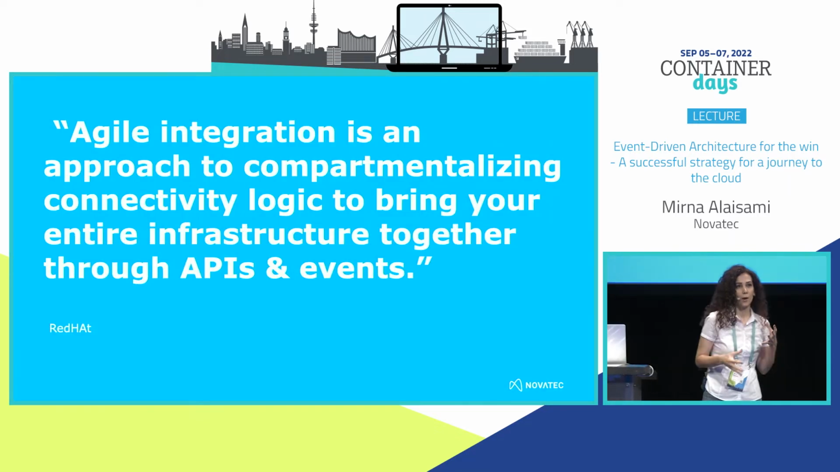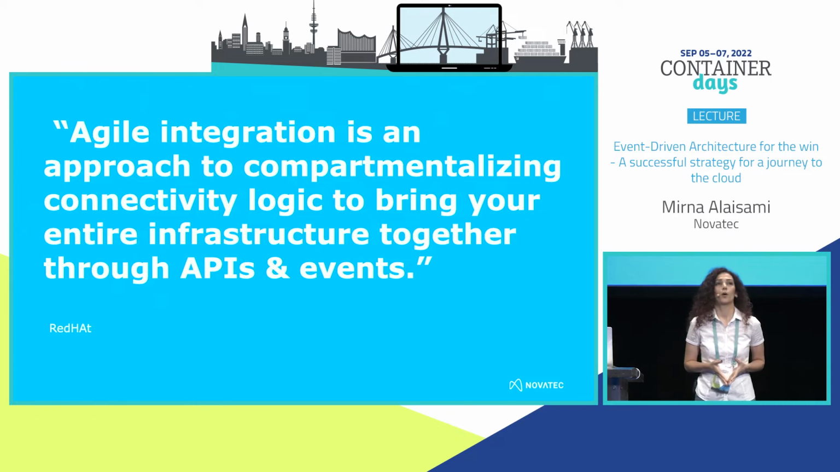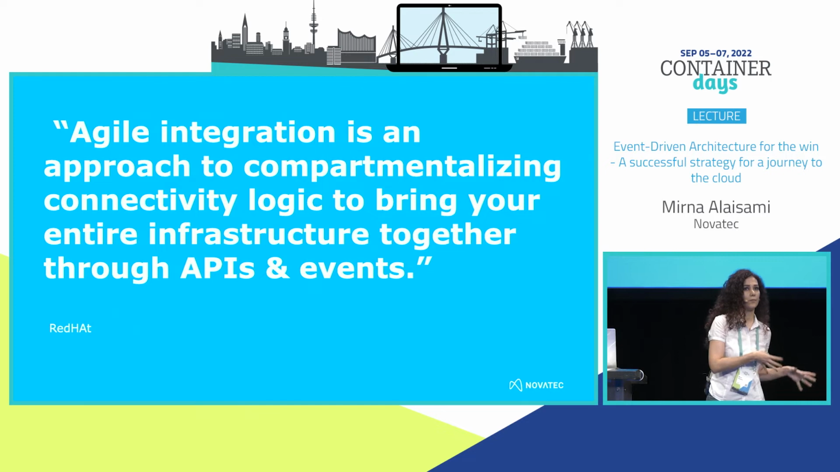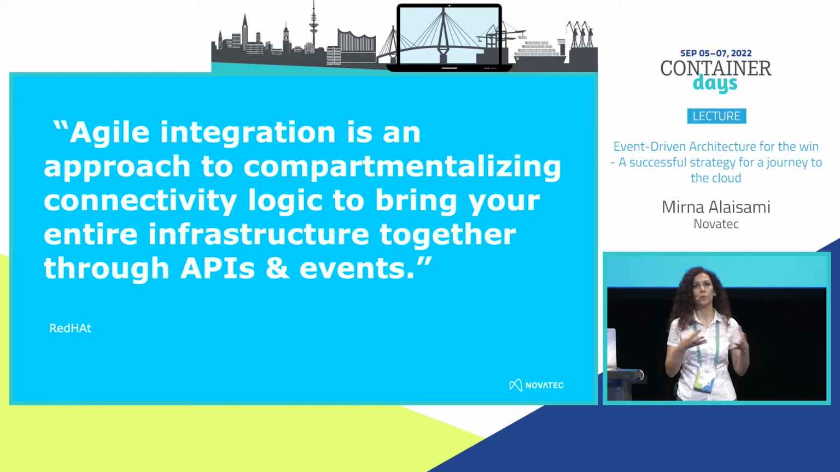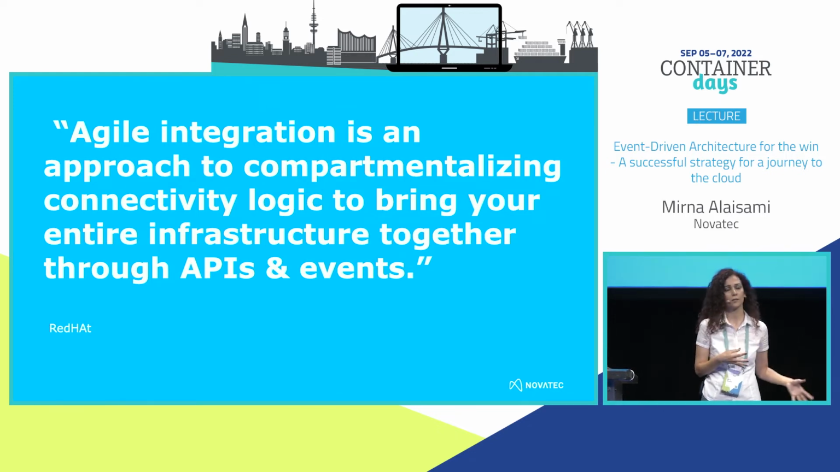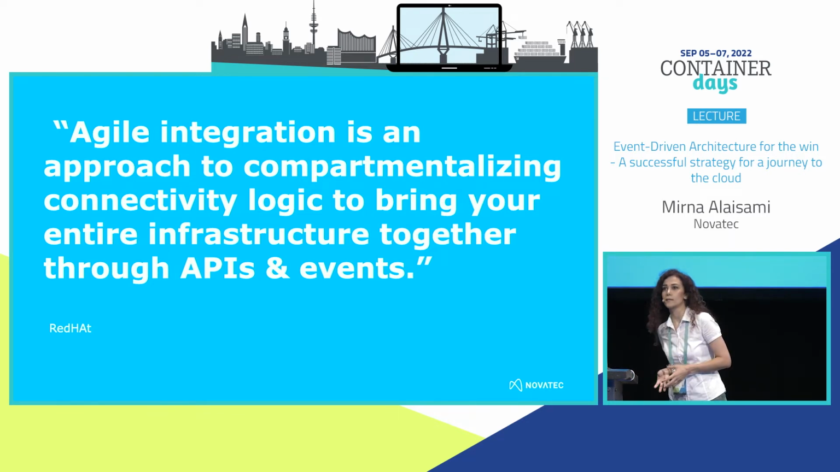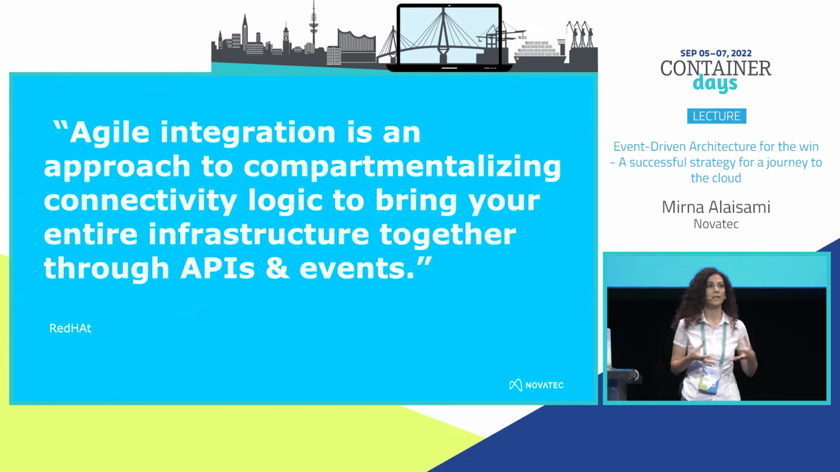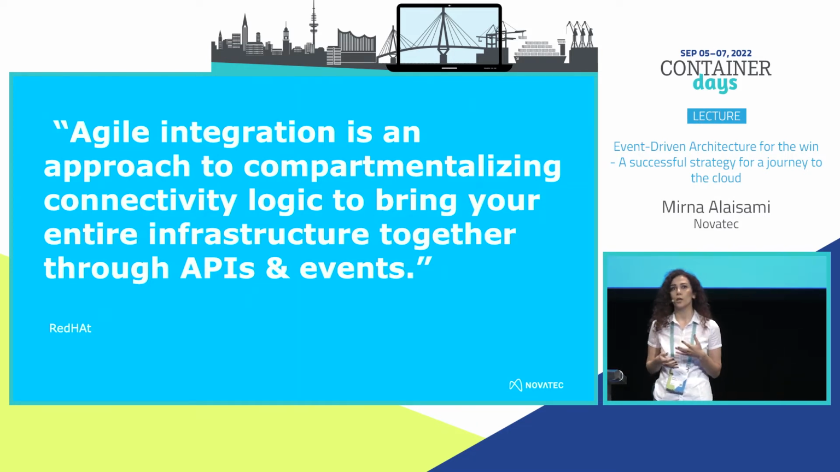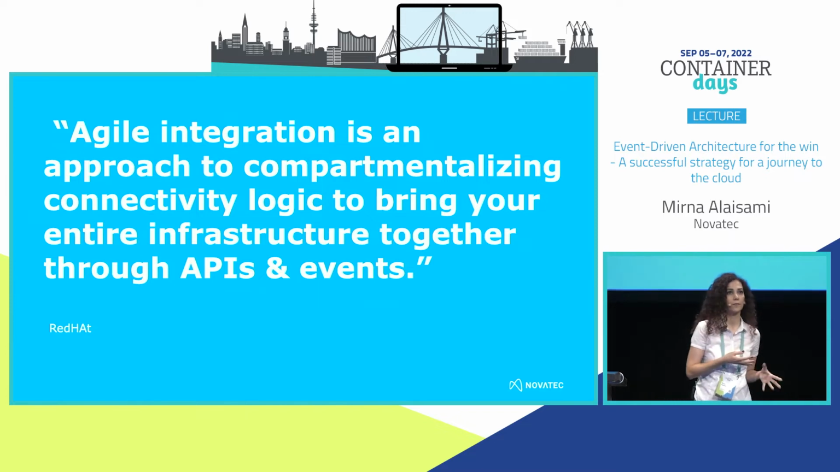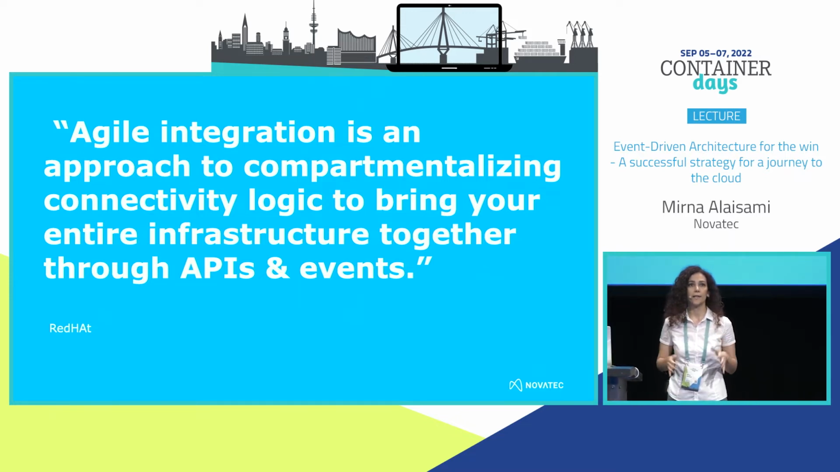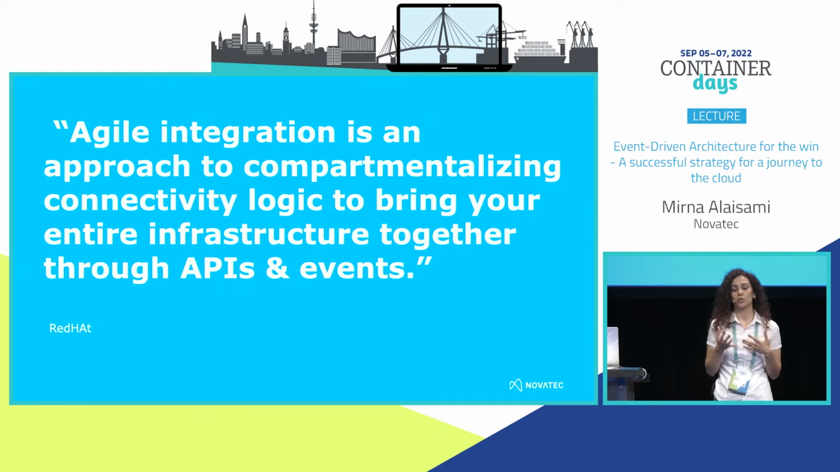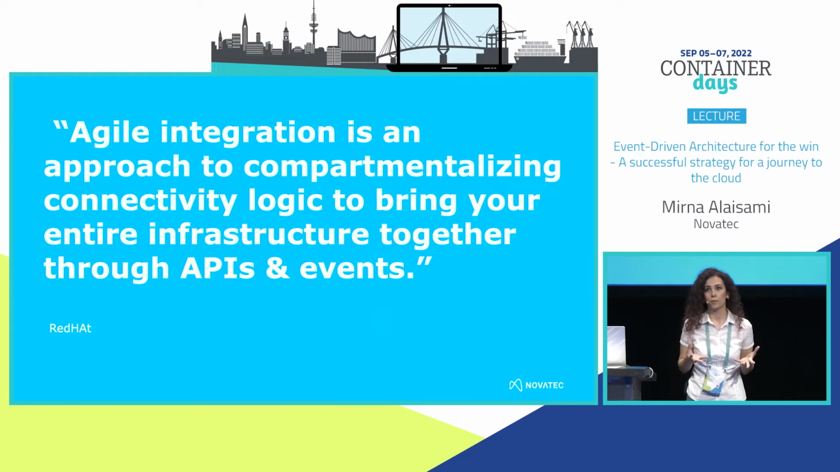And if you want to summarize Agile integration in a few words, we can say that Agile integration is the approach of moving away from the traditional centralized integration models using ESBs and so on to more decentralized integration models using microservices, container-based, cloud-native architectures, allowing the communication between those microservices via APIs and events, and aligning all those integration elements with agility and DevOps methods.